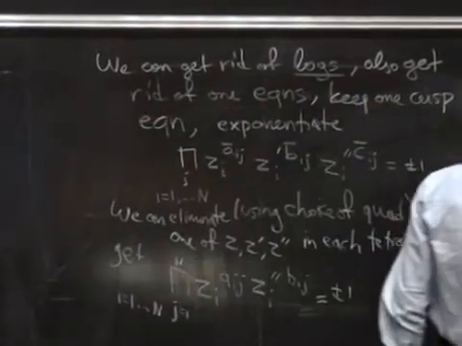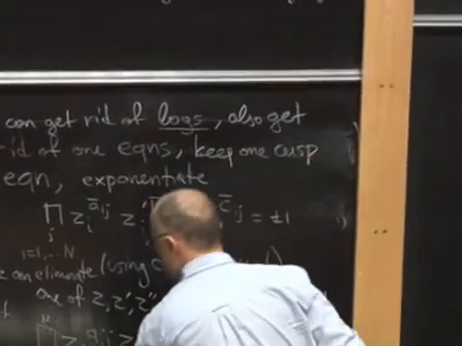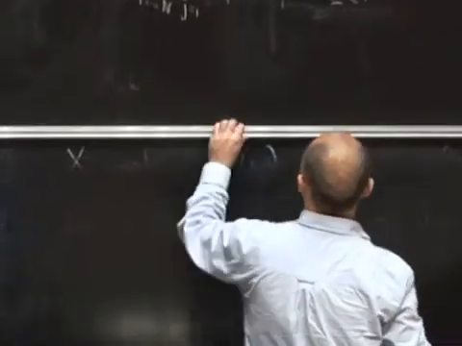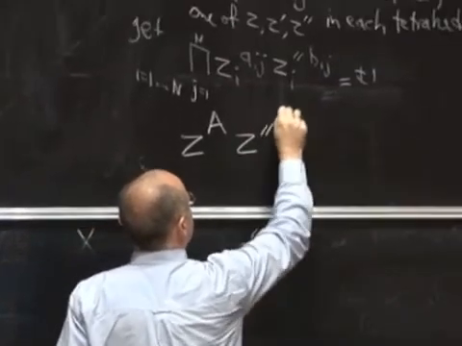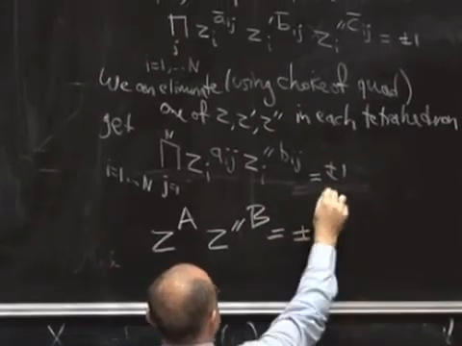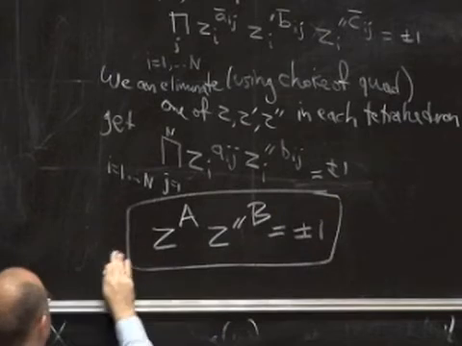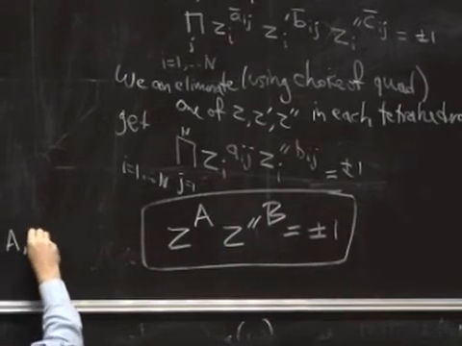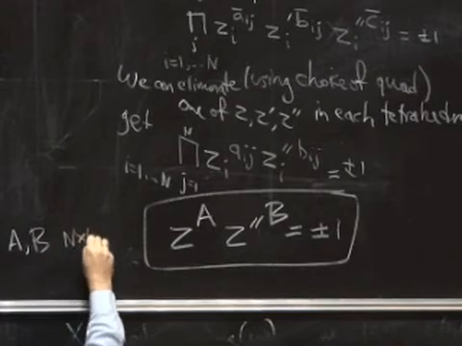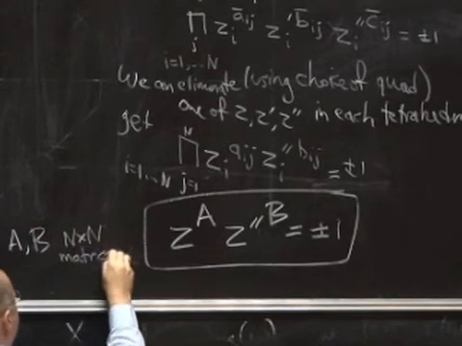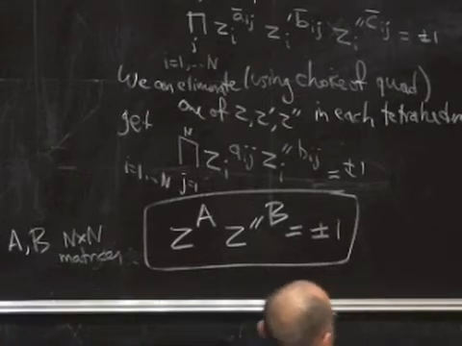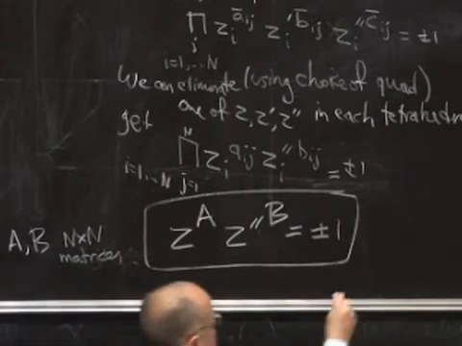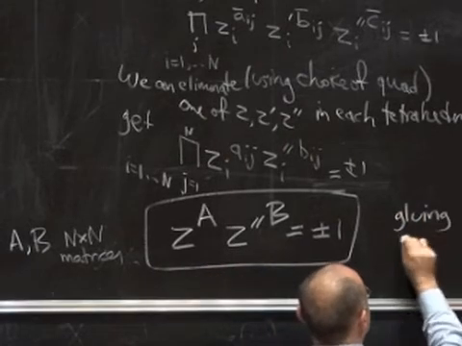And we can write it more schematically, getting rid of all the indices. We write it as z to the a, z double prime to the b is plus or minus 1, where a and b are n by n matrices with integer entries. Okay, so this is the system of gluing equations.